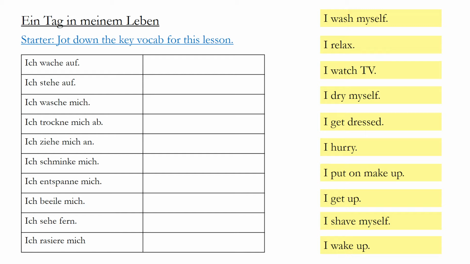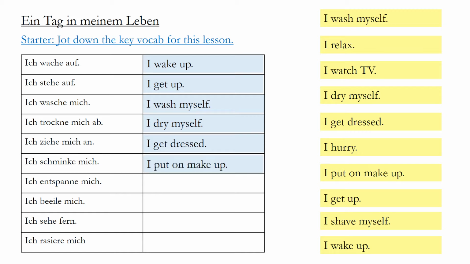Ich wache auf. I wake up. Ich stehe auf. I get up. Ich wasche mich. I wash myself. Ich trockne mich ab. I dry myself. Ich ziehe mich an. I get dressed. Ich schminke mich. I put on makeup. Ich entspanne mich. I relax. Ich beeile mich. I hurry. Ich sehe fern. I watch TV. Ich rasiere mich. I shave myself.